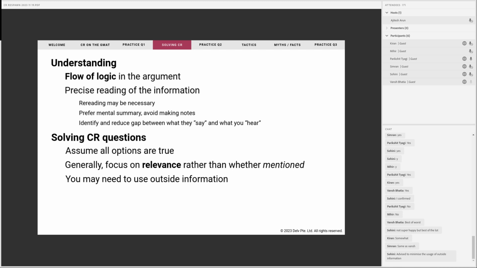I would somehow agree with Mihir on what he is saying. In fact, I have also read the same thing. Okay, so Parikshit has read the same thing, and Shohini is saying the advice is to minimize the usage of outside information. Okay, now we're getting a more nuanced look at this. Fair enough. Let me just give you a quick example, right?